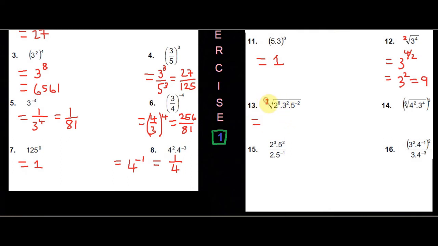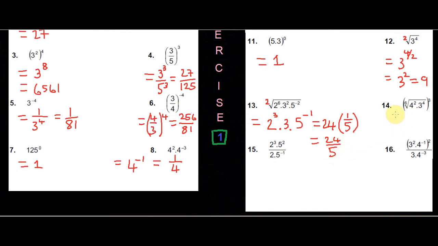Once again, there's a 2 here that we don't write. So it's going to be 2 to the power 6 over 2, in other words, 2 cubed. 3 to the power 2 over 2, so just 3 to the 1, which is 3. And then minus 2 over 2, which is minus 1. 2 cubed is 8. Times 3 is 24. And 5 to the minus 1, we can write as 1 over 5. And our answer here comes to 24 over 5.